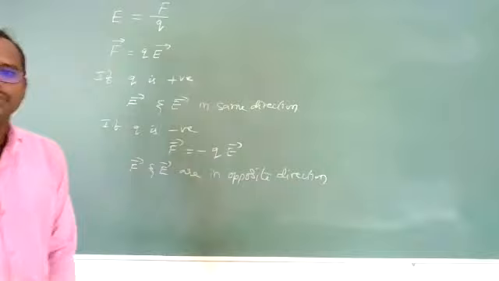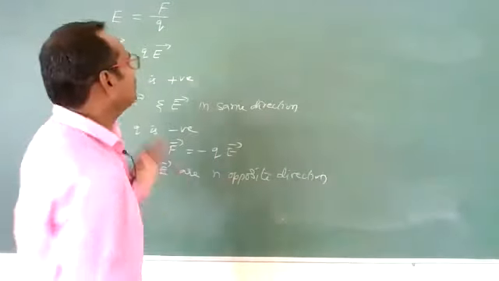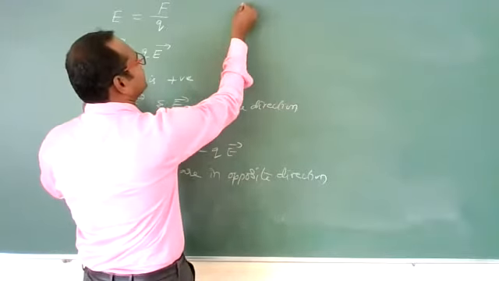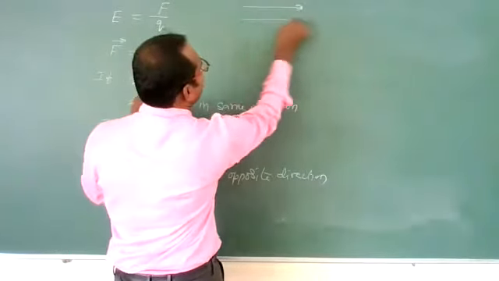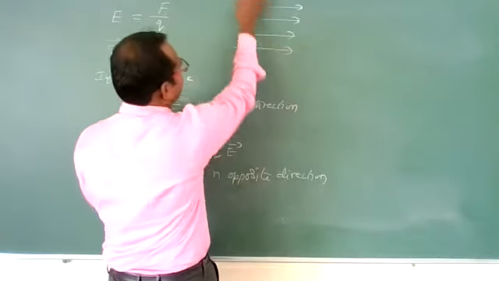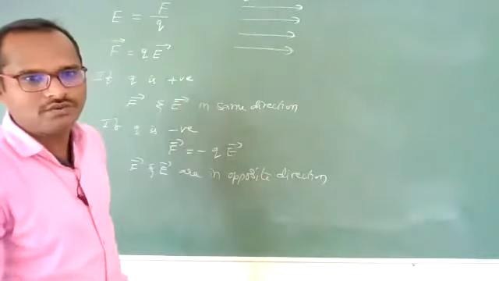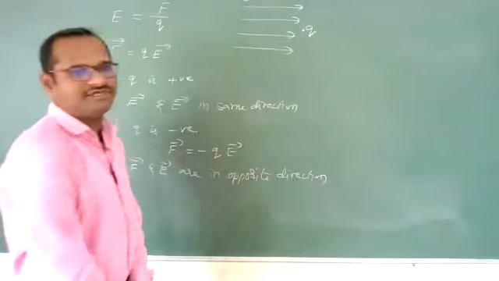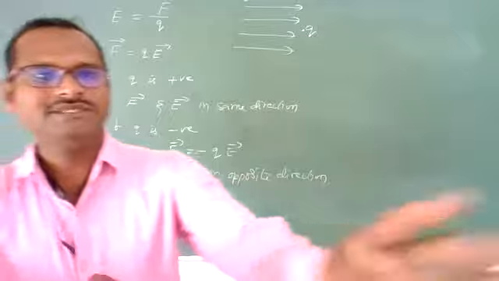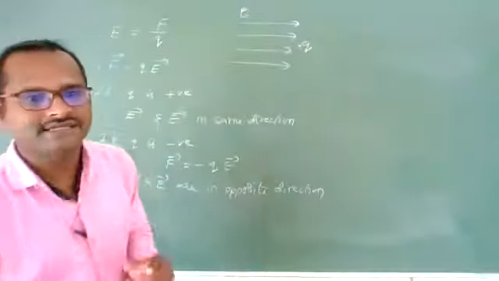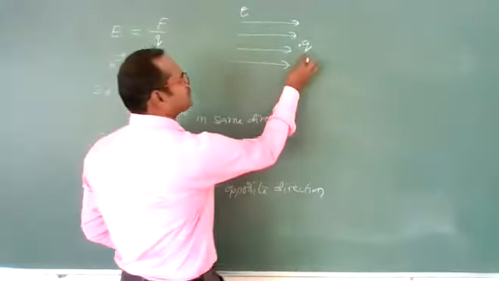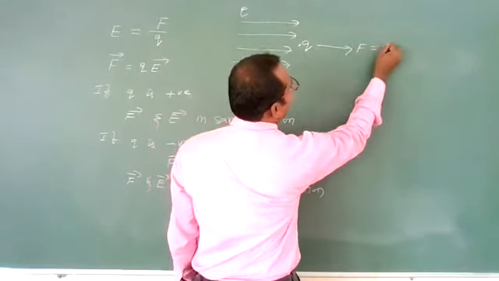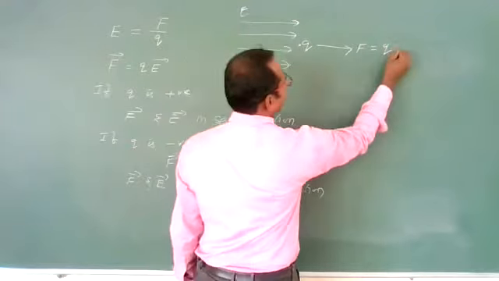Are you getting, students? These points you need to remember. Here, let us suppose one electric field is there like this. Now, if you keep a positive charge in the path of the electric field, then on the charge Q a force will act. In which direction will the force act? On this charge Q, force will act in this direction. That is how much? This charge into electric field.